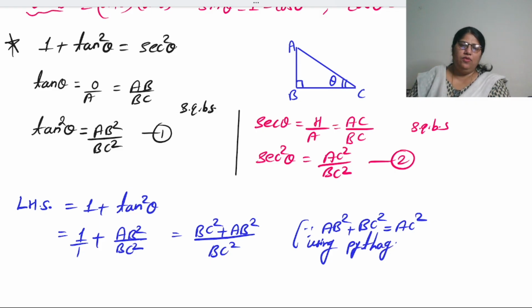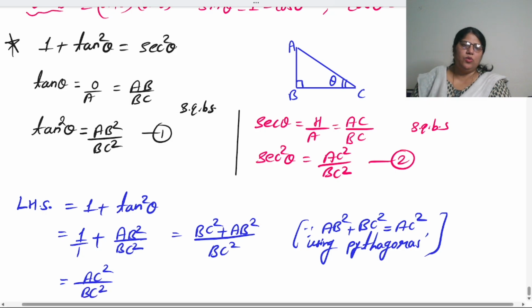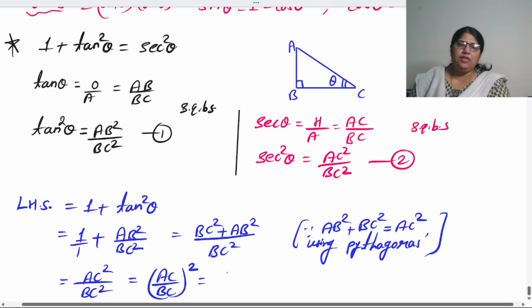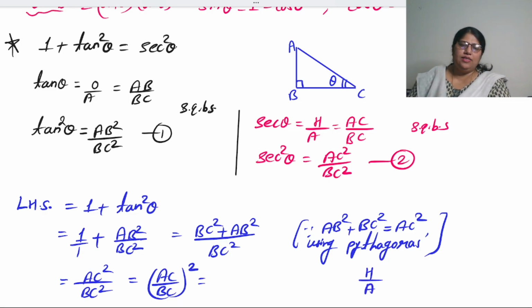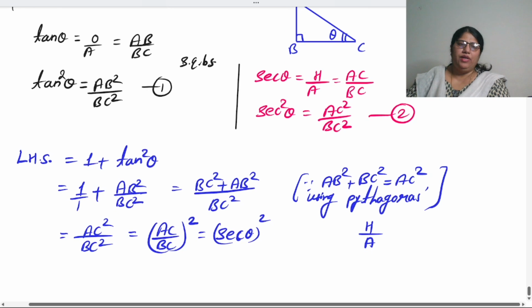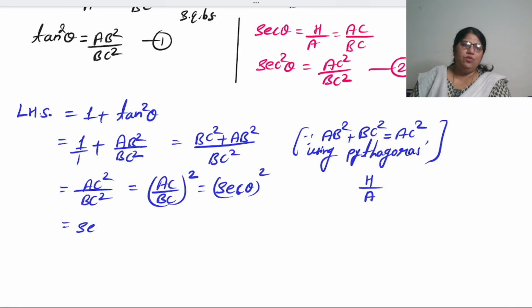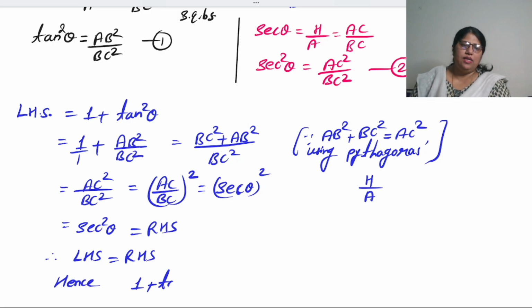So substitute that value here, then I can have it here AC square by BC square, which is nothing but AC by BC whole square. And you know that AC by BC is hypotenuse by adjacent, which is going to be sec theta whole square. So we started with the left hand side and we reached the right hand side, which is sec square theta. So we proved that LHS is equals to RHS. Hence our identity is true: 1 plus tan square theta is equals to sec square theta.